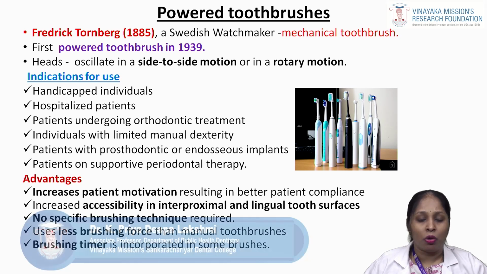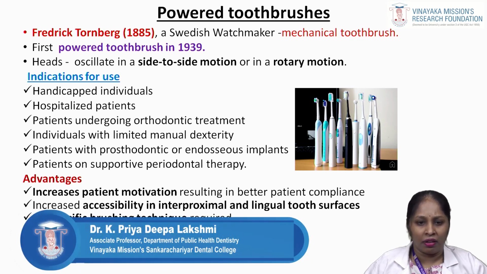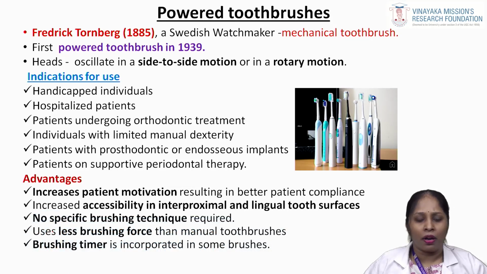The first powered toothbrush was developed in the year 1939, though in 1885 Fredrik Thornberg, a Swedish watchmaker, developed a mechanical toothbrush. The heads of the powered toothbrush oscillate in a side-to-side motion or in a rotatory motion. The indications for use of power toothbrush include handicapped individuals, hospitalized patients, patients undergoing orthodontic treatment, individuals with limited manual dexterity, patients with prosthodontic or endosseous implants, and patients on supportive periodontal therapy.